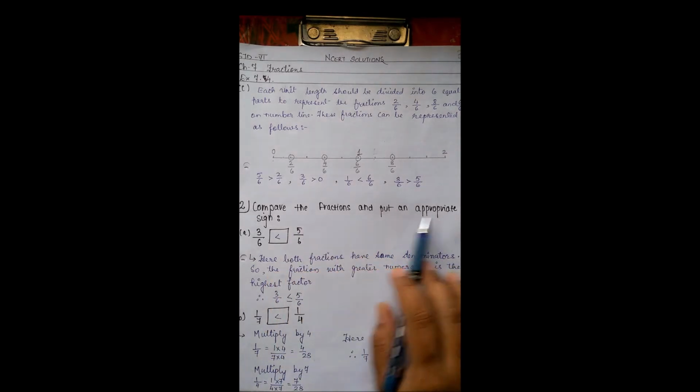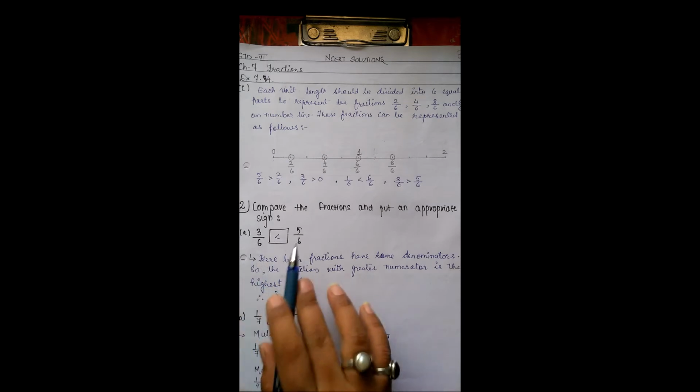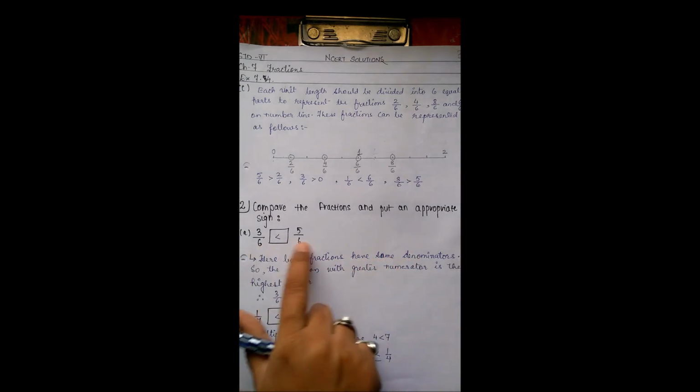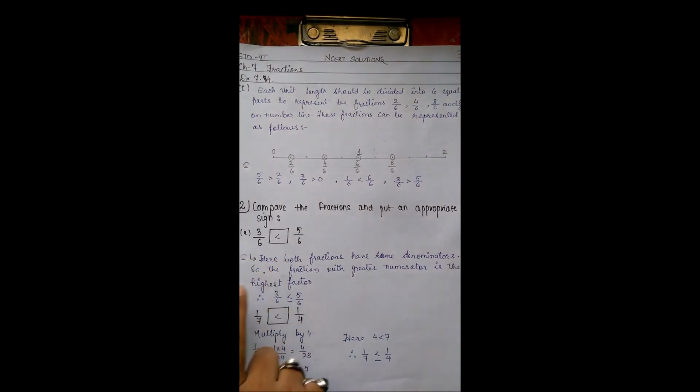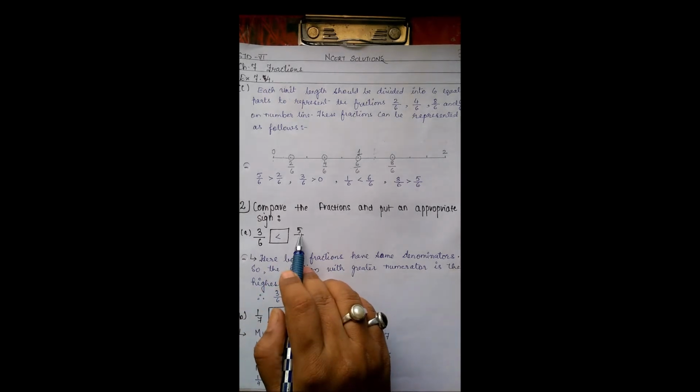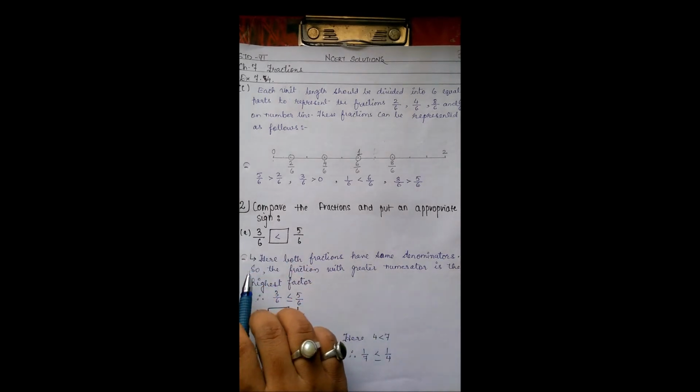Now moving to the second question. Compare the fractions and put an appropriate sign. We have to compare the two fractions and put the sign. Here both the fractions have the same denominator. The fraction with the greater numerator is the greater one. So the greater numerator is 5. So 3 by 6 is less than 5 by 6. Or we can say 5 by 6 is greater than 3 by 6.